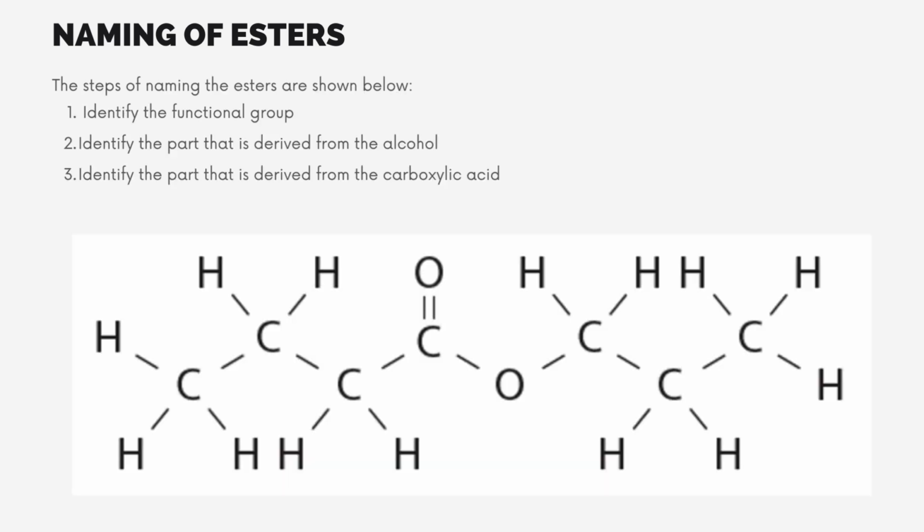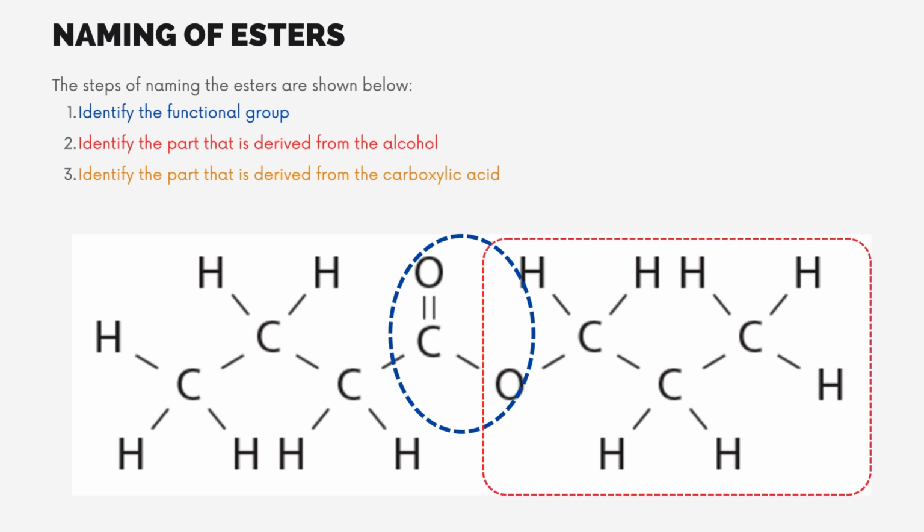Here are the steps in naming the esters. Step 1. We identify the functional group. This is shown by the blue circle. Step 2. We identify the part that comes from the alcohol. This is shown by the red square. Remember, the H atom is removed from the alcohol during the formation of the esters. Hence, we look out for the O bonded to the carbon when identifying the part that comes from the alcohol.